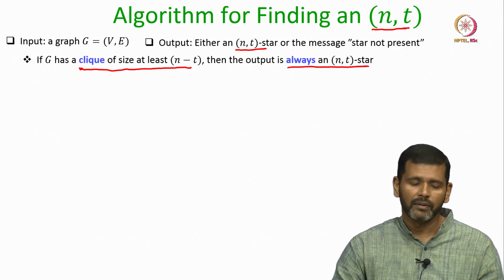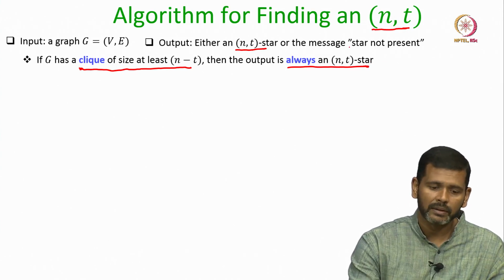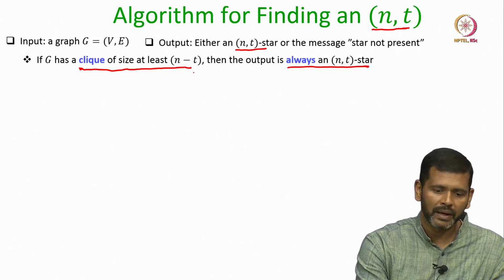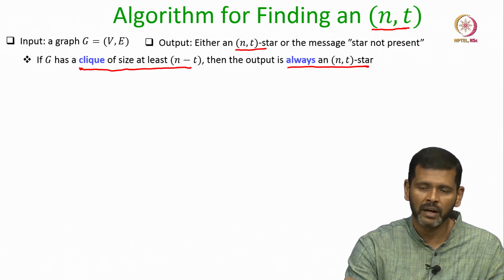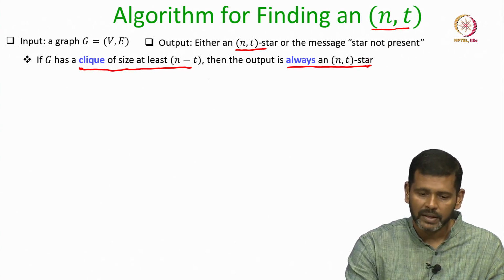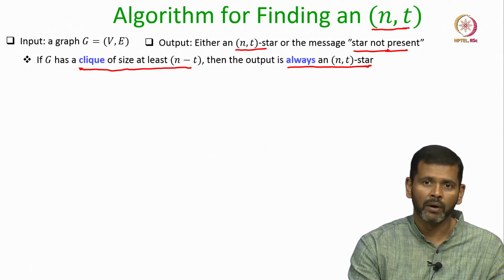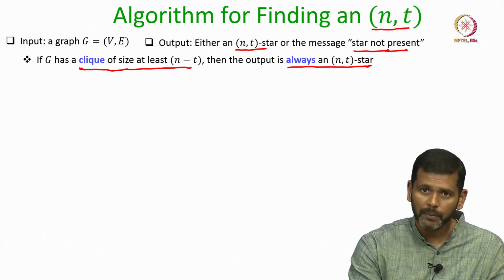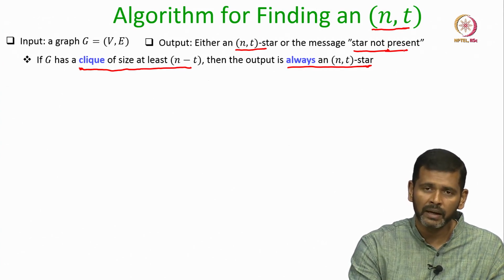That does not mean the following. It could be possible that there is an NT star in the graph, but your graph does not have a clique of size n minus t. In that case, it might be possible that you obtain the message star not present. So, that means the negative answer star not present cannot be trusted always. It could be possible that even though a star is present in the graph, the algorithm may end up saying that a star is not present.